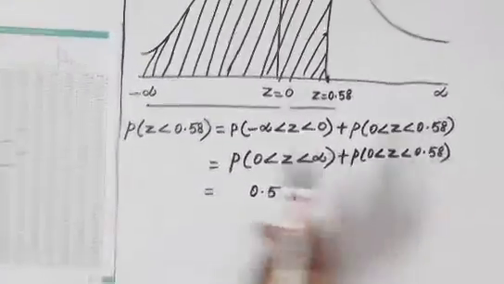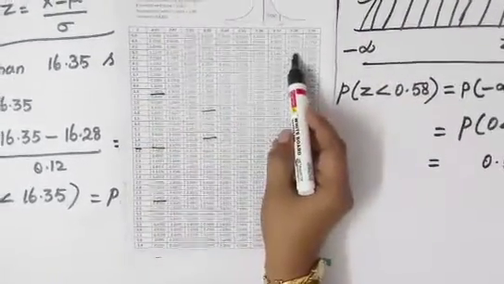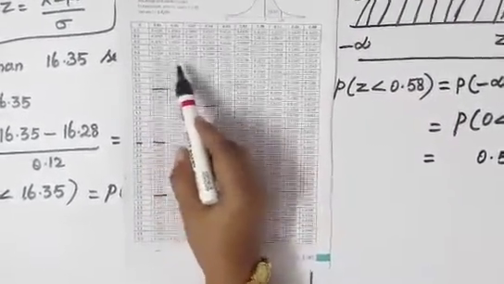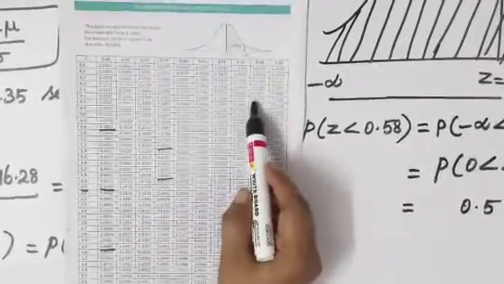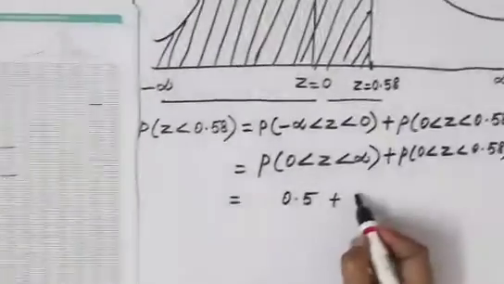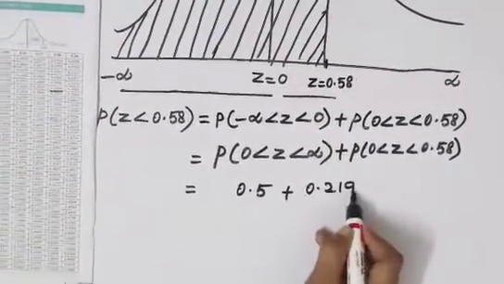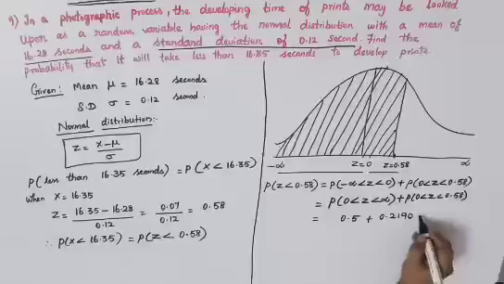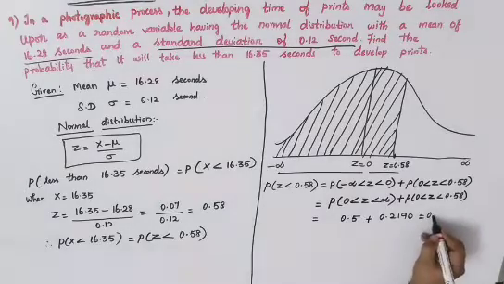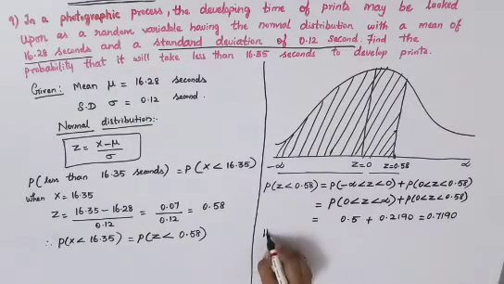0.58 in your table. Okay, so 0.5 is here and straight to that 8, so 0.5 and 8 you will have here. The value will be 0.2190. Now you have to add both, which is equal to 0.7190.